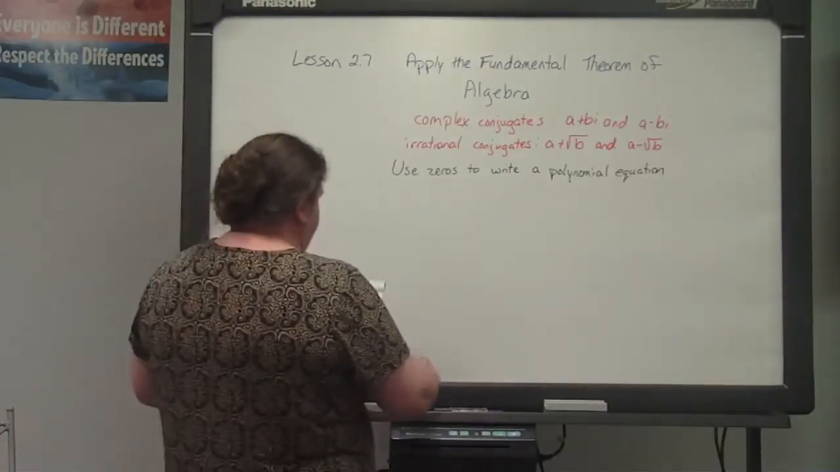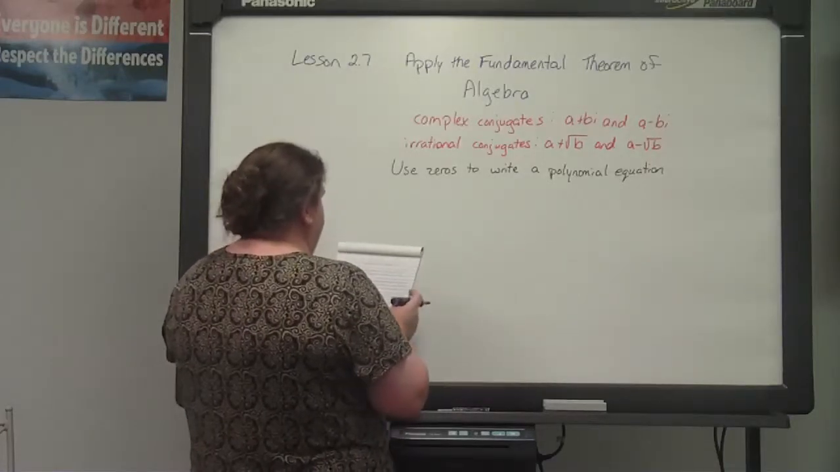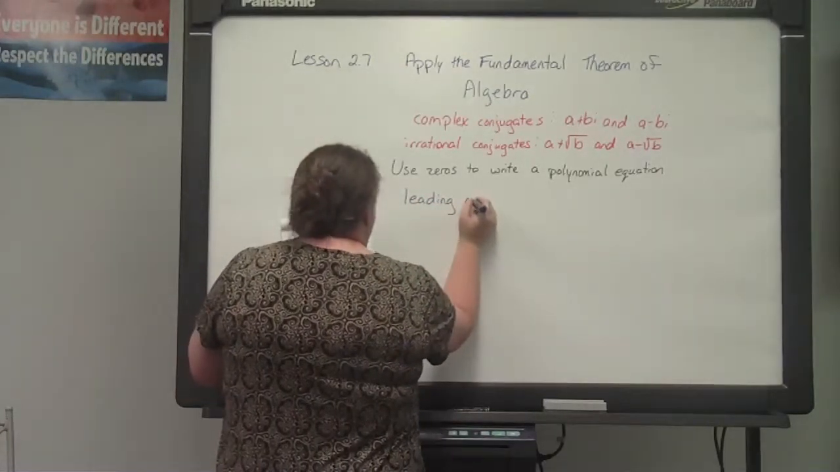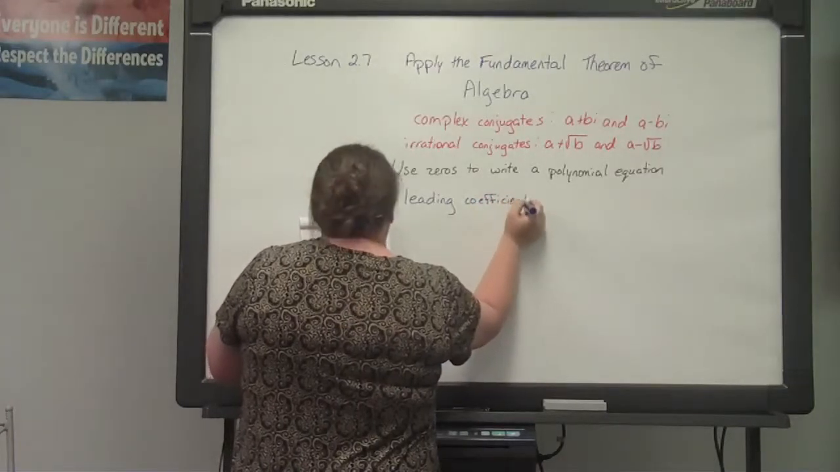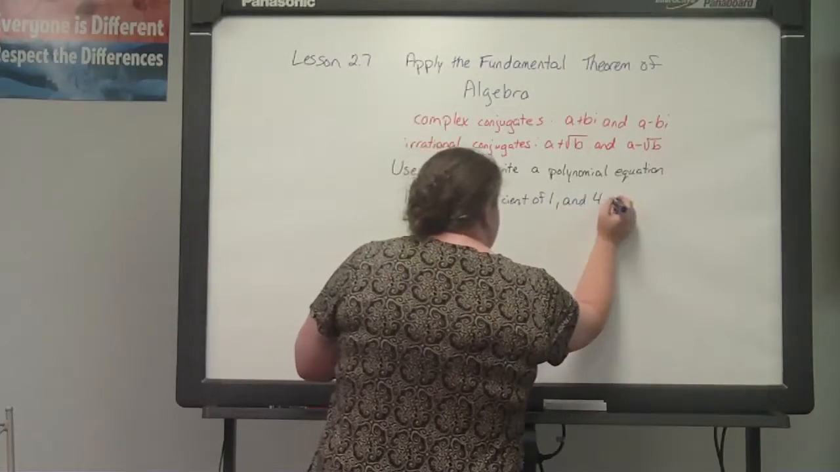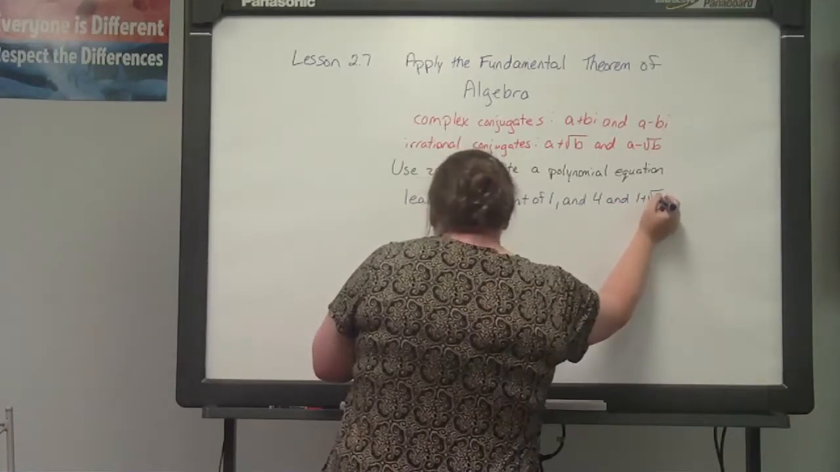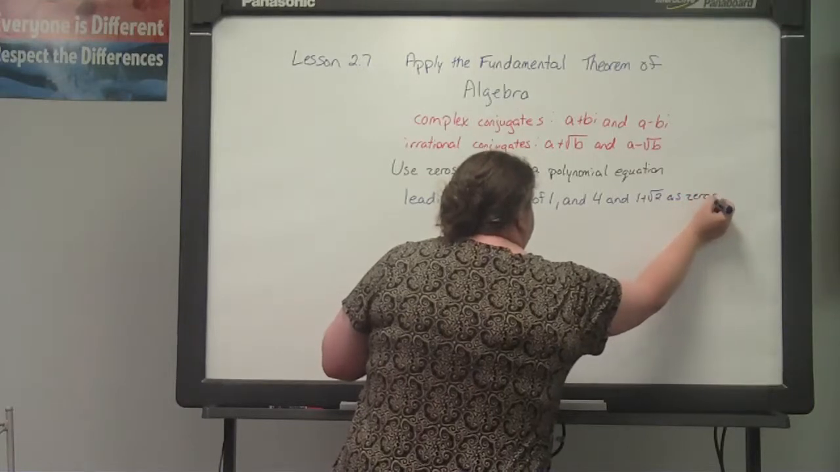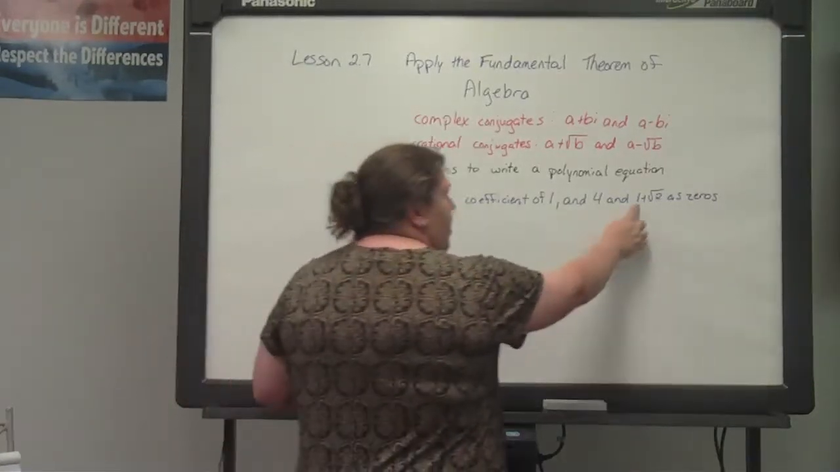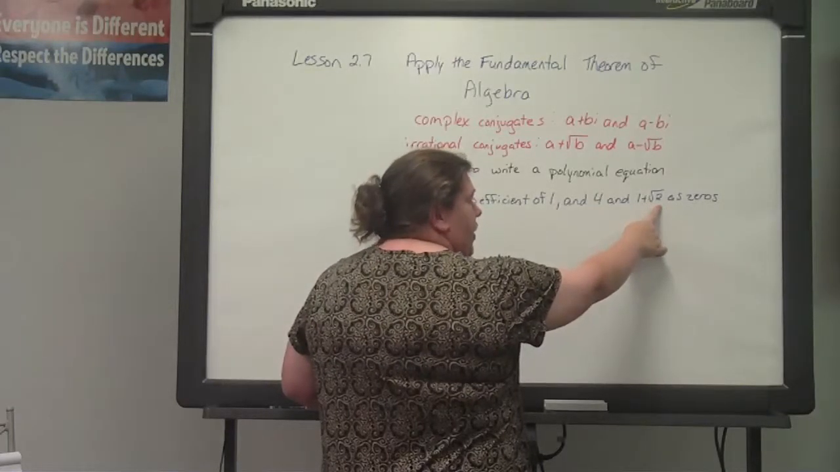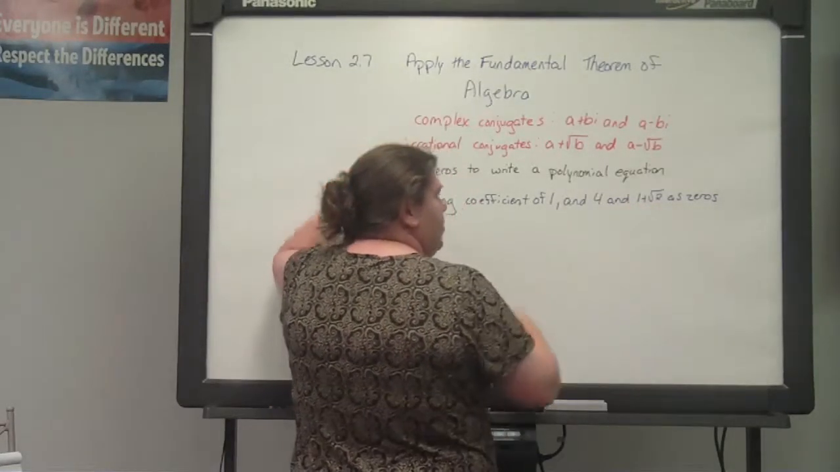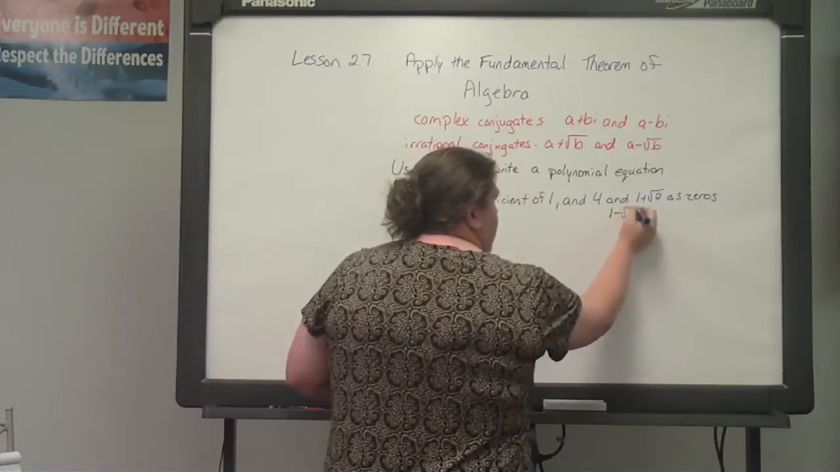The example that I have says write a polynomial function that has rational coefficients, a leading coefficient of 1, and 4 and 1 plus square root of 2 as zeros. The first thing that I notice is this 1 plus square root 2 is a 0. That is an irrational conjugate. So therefore, if I have 1 plus square root 2, I'm also going to have 1 minus square root 2 as a 0.